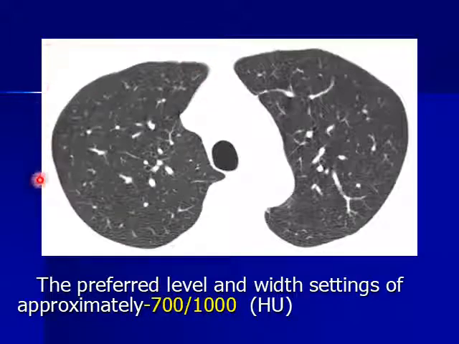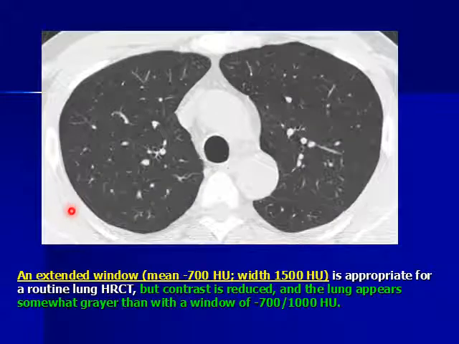and as you see here, the chest wall is very wide and the mediastinum is very wide. We just look for the lung. This is the most preferable. There is another window setting called the extended window, where we increase the width. Here we can see some details of the chest wall, and this allows us to comment on the pleura.